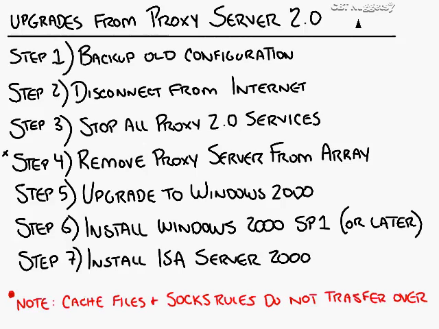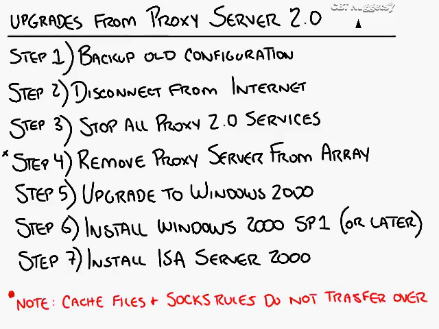Before ISA Server was a product called Proxy Server 2.0. It was the same thing as ISA Server, a firewall and cache server that ran on Windows NT. Now it can still run on Windows 2000, but ISA Server adds improved management and a lot of features that Proxy Server didn't have, so you might want to upgrade.